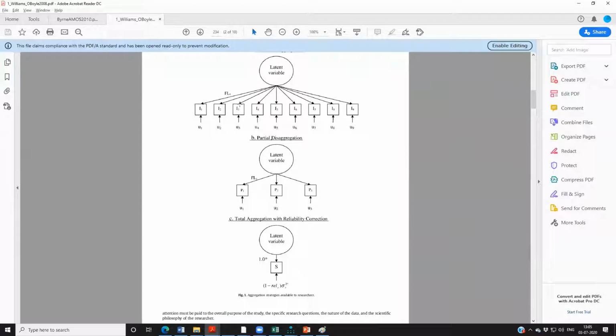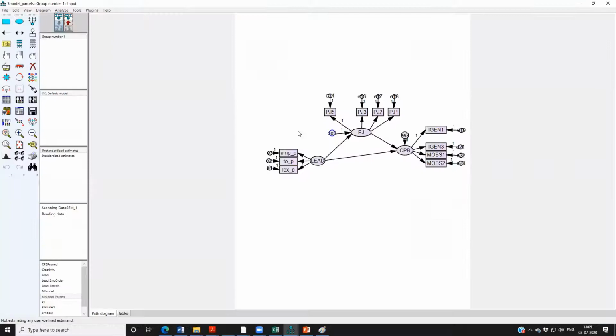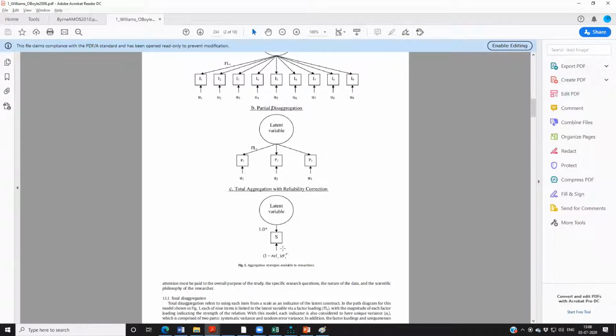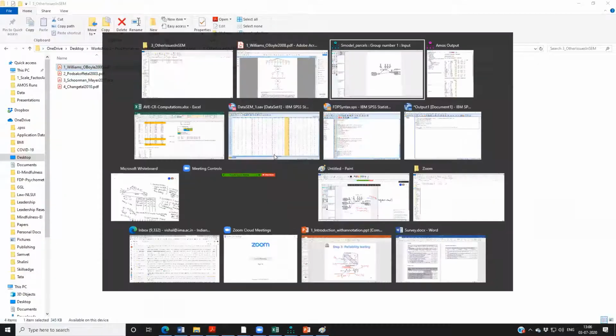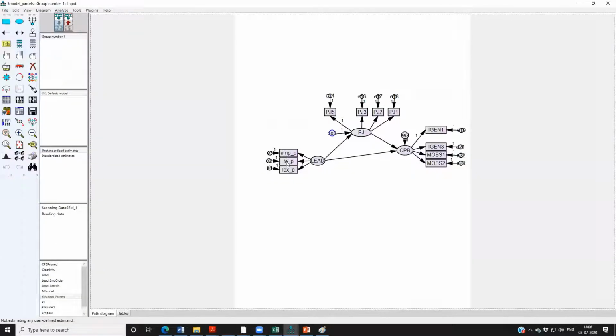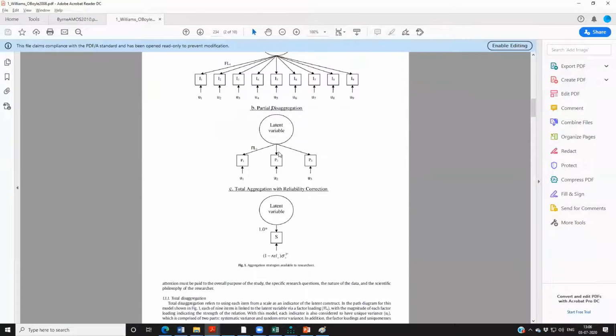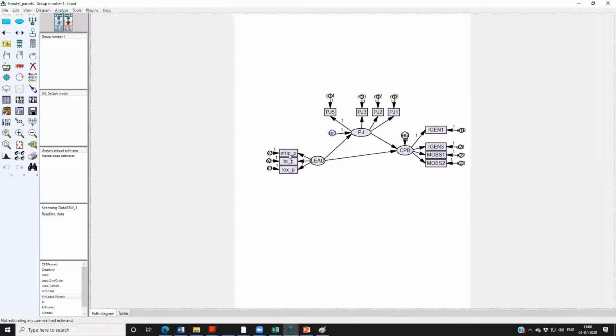And this is what the author is telling, that if you have 10 items, don't parcel everything. Now don't say that, okay, sir gave us a very good idea, so we will average all 10 and make one item. This is called total aggregation. Whereas partial disaggregation is what I have done here. You aggregate dimension-wise. You parcel dimension-wise. Now this is considered to be acceptable if you have very large complex models.